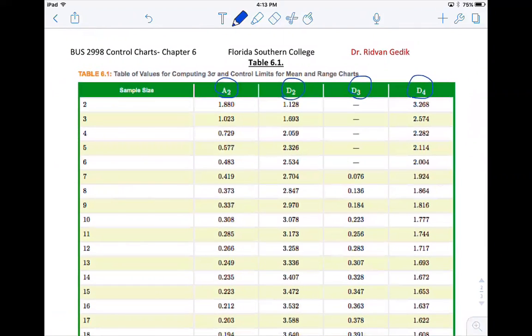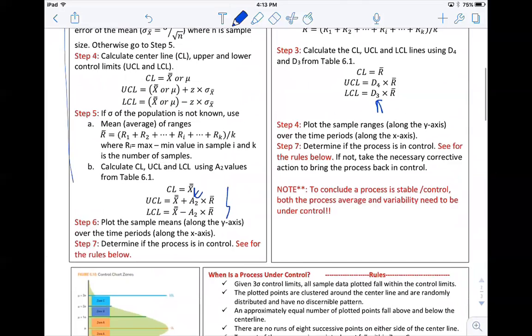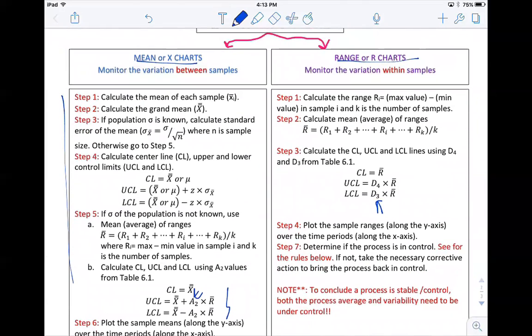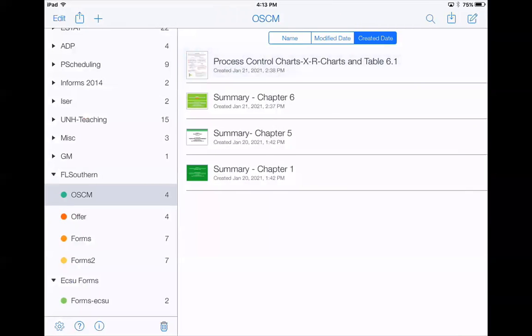How do you look them up? Based on the sample size, remember the n value. I showed you how to find this value. Based on the sample size, whether it is 2, 3, 4, 5, 6, or 8, in our case it's going to be 8, you look them up directly from this table. So this is just an introduction to putting the mean chart and R chart together. Let's go back to the question and see how we handle this.